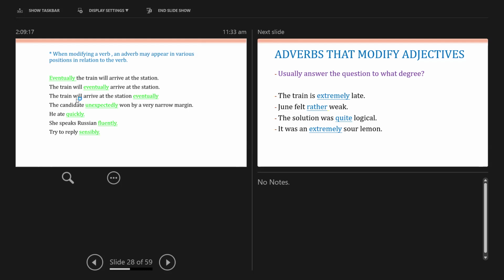Pwede rin naman, actually, I decided to accept the offer in Japan. I actually decided to accept the offer in Japan. I accepted the offer in Japan, actually. See, you can use it in the beginning, in the middle, and at the end of the sentence.